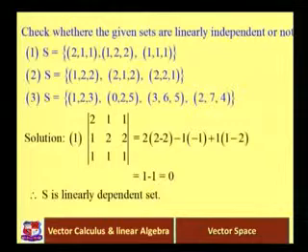Now to solve this determinant you will get 0. See, 2 into (2 minus 2), minus 1 into (1 minus 2), that is minus 1, and plus 1 into (1 minus 2), that is also minus 1. So 0 plus 1 minus 1. Okay, so that is equal to 0. So the value of the determinant becomes 0. That means what? S is a linearly dependent set. Using the previous theorem we can say.